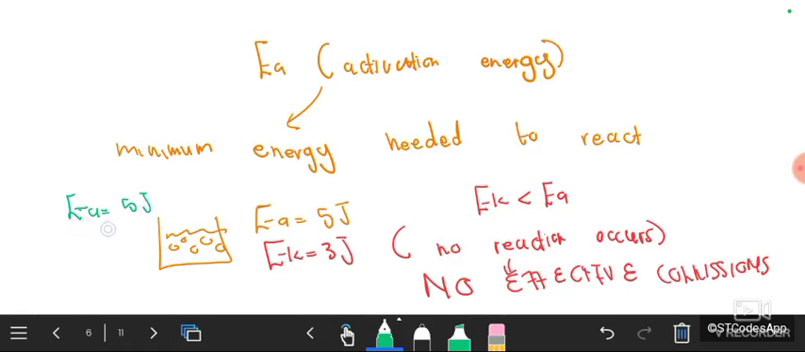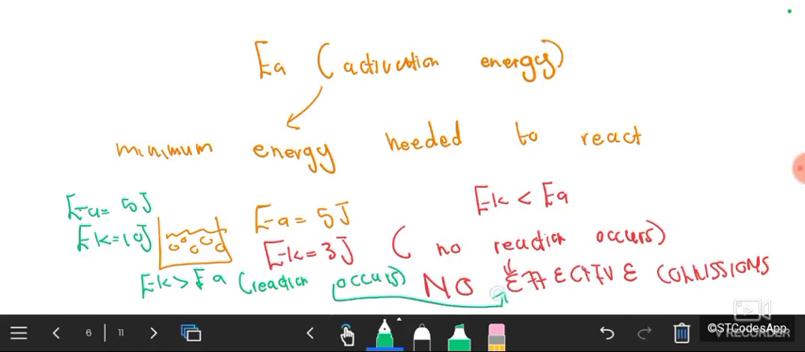Now, let's say the kinetic energy of your particles is now 10 joules. If you check over here, your kinetic energy of your particles is greater than the activation energy. So you actually have the minimum energy required for the reaction to take place. If you have that, it means a reaction occurs. Why? Because there will be effective collisions.